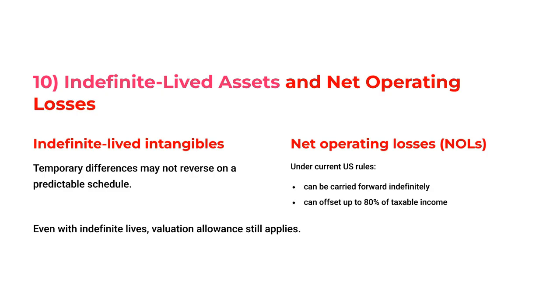Indefinite-lived assets and net operating losses. Indefinite-lived intangibles: temporary differences may not reverse on a predictable schedule. Net operating losses, NOLs, under current U.S. rules, can be carried forward indefinitely and can offset up to 80% of taxable income. Even with indefinite lives, valuation allowance still applies.